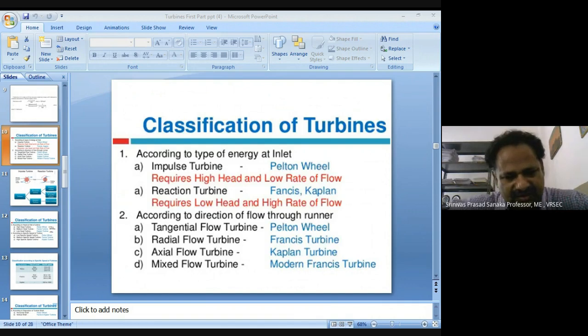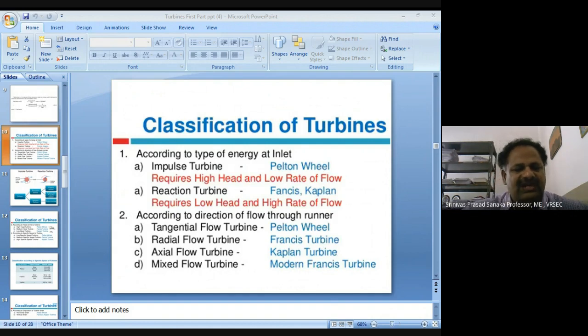Next, axial flow turbine. The best example, Kaplan turbine. In Kaplan turbine, the water flows parallel to the axis of the turbine. Therefore, the Kaplan turbine can be categorized as the axial flow turbine.